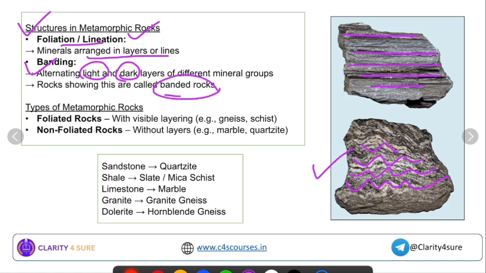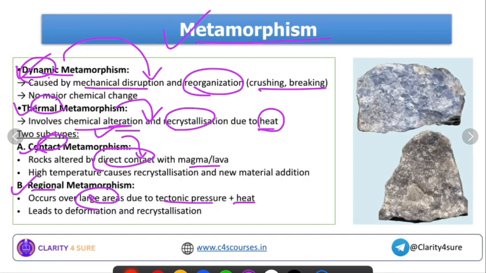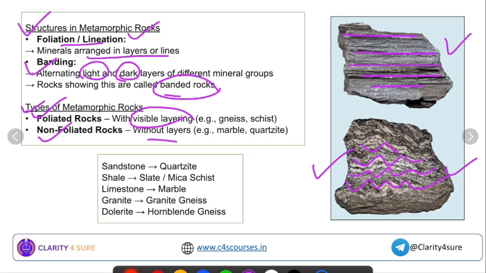And the types of metamorphic rocks, we have two types. First is foliated rocks, and second is non-foliated rocks. Foliated rocks show visible layering. You can see the layerings in these two rocks, but non-foliated rocks are without layers. These are the non-foliated rocks. It is that simple.